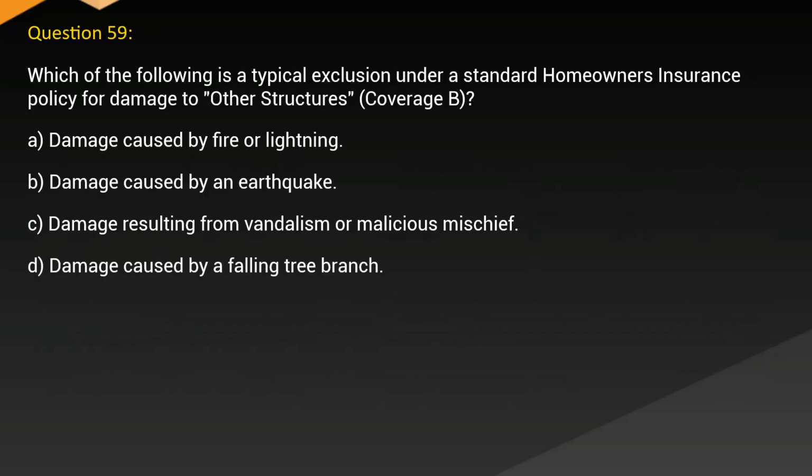Question 59. Which of the following is a typical exclusion under a standard homeowner's insurance policy for damage to other structures? Coverage B. A. Damage caused by fire or lightning. B. Damage caused by an earthquake. C. Damage resulting from vandalism or malicious mischief. D. Damage caused by a falling tree branch.